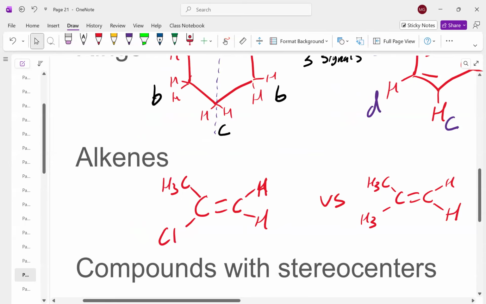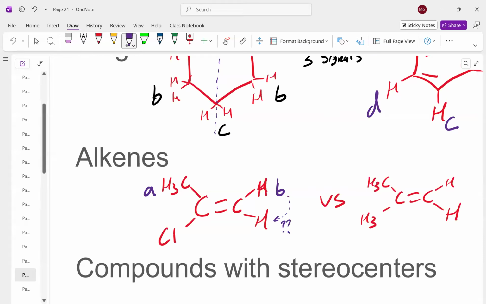Okay, so let's start with the easy one. We got a CH3 here. Those three are all equivalent to each other. There's no other CH3s around, so I don't have to worry about that. But when I go to the two hydrogens on the other side of the double bond, I'm going to start by calling this one B. Is B exactly the same as the one right below it? You say, well, it's on the same carbon.